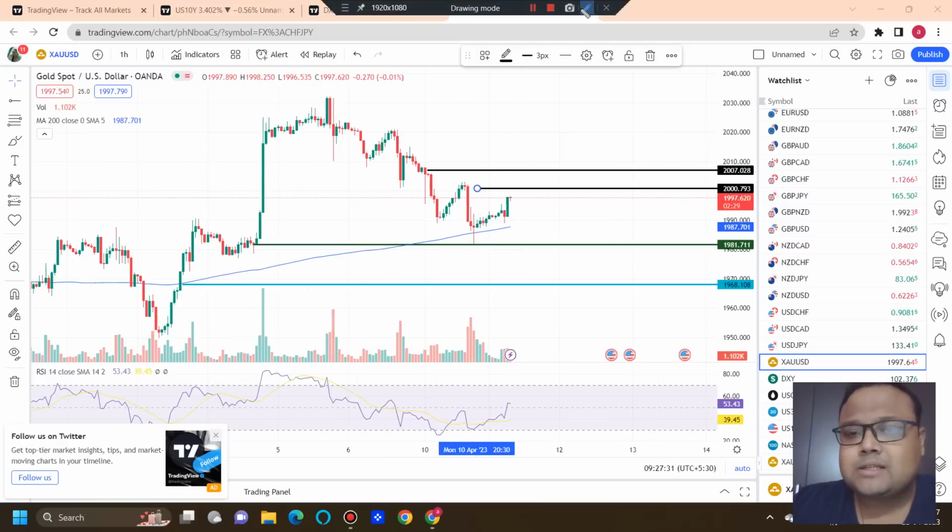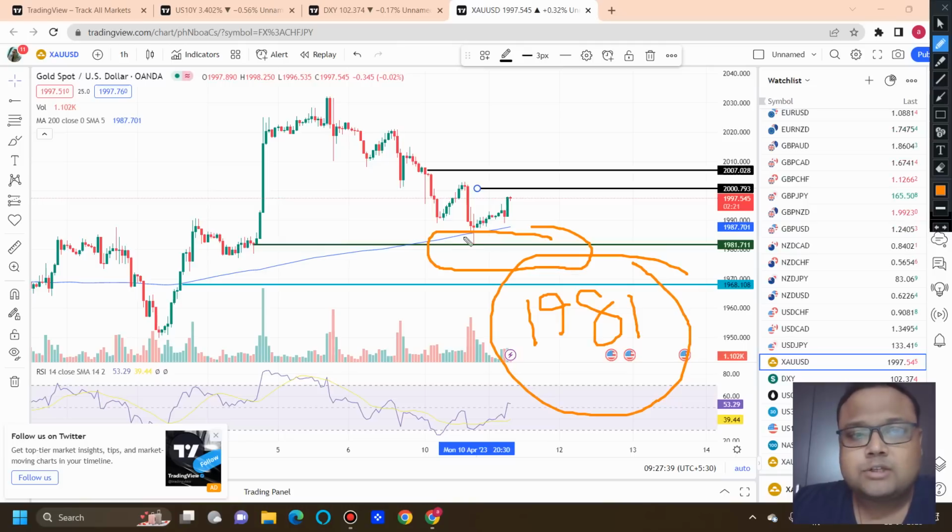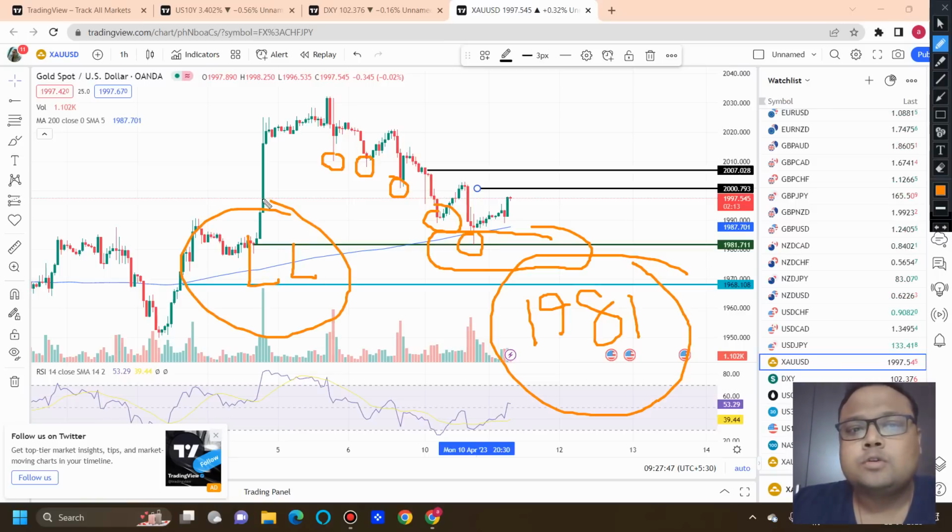During the day, if the market starts falling, observe the market at the 1981 level, or the previous low made by the market, and the reason is that the market has constantly been forming lower lows. You can see here the market is constantly forming lower lows. So at this time there is a possibility that the market may take support around the previous low, and the reason is that tomorrow we have CPI. The market may not go for a breakdown.